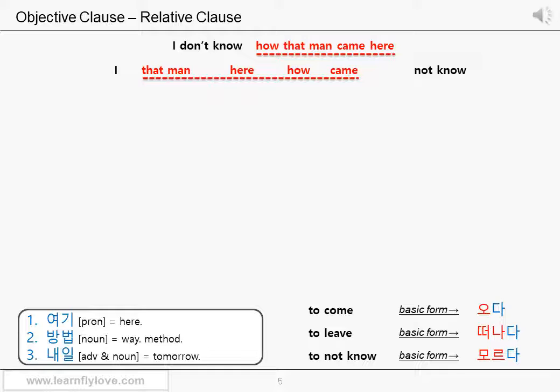Let's not mention the subject I. Of course, you can mention it if you want. That man. Let's say you can see the man, but he's not within touching distance. So you can use 저 sound for the determiner that. Man is 남자. Let's add 분 sound to show that you are such a polite person. And add the subject particle 이. 저 남자분이. Here is 여기.